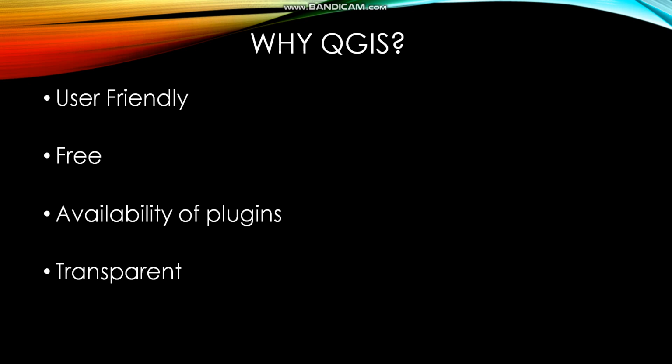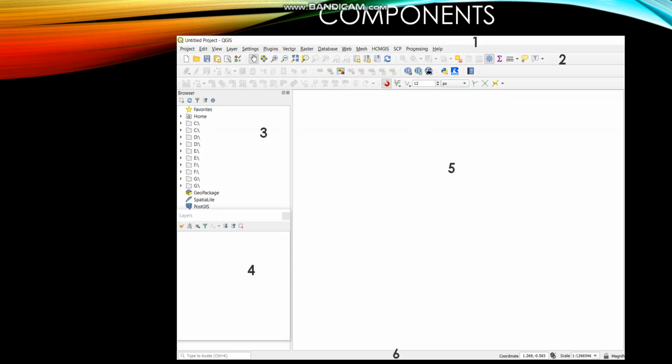Now, why QGIS? Because it is user-friendly with a lot of applications available, and there are a lot of possibilities to process your GIS database. Most importantly, it is a free application. You can download it anytime, anywhere. The only requisite is an internet connection. And the availability of plugins is one of the greatest features of QGIS. Plugins are like the warehouse of QGIS, which expands the functionality of QGIS. And it is transparent in the sense that you can view the source code and the language QGIS is written in, unlike any proprietary software.